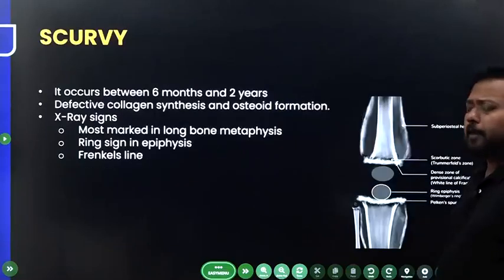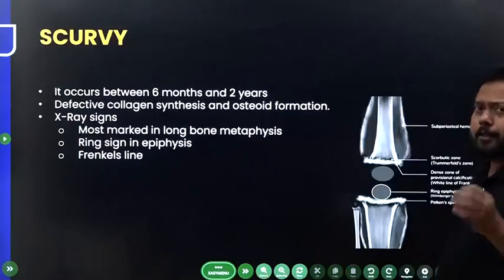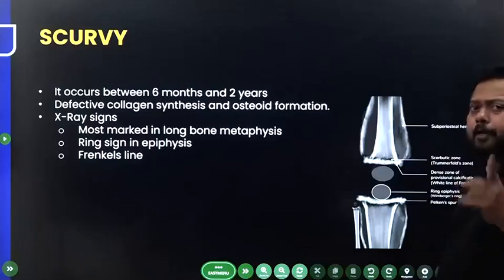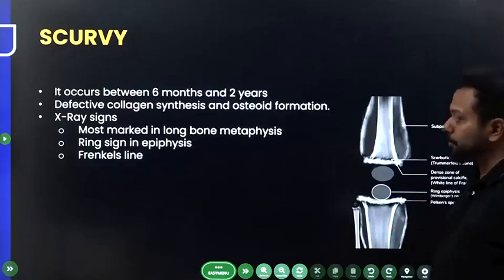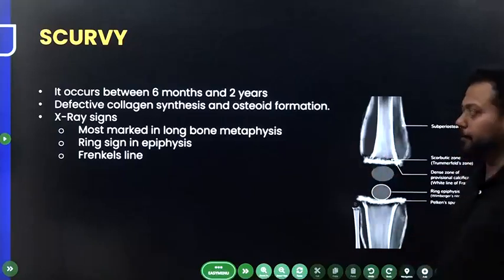Then comes scurvy. In scurvy, osteoid formation itself is defective. There in rickets, osteoid formation is normal, mineralization is defective. Here, osteoid formation itself is defective, so it's an intrauterine pathology. It usually manifests between 6 months and 2 years of age. Defective collagen synthesis, so osteoid formation becomes defective.